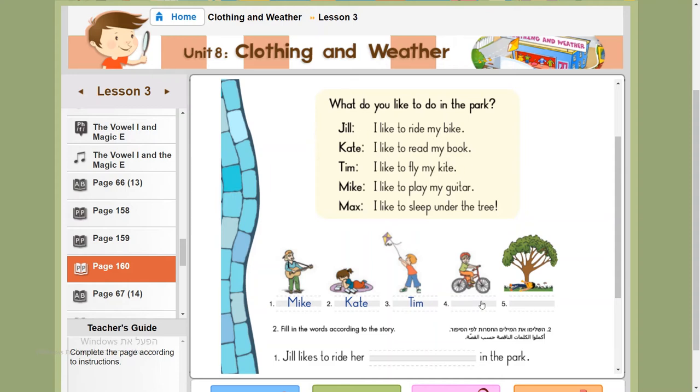Great. Jill. And can you see Max here? Where is Max? Where is Max? Max is under the tree. And what is Max doing? يفعل. Max is sleeping under the tree. Great, so this is Max.